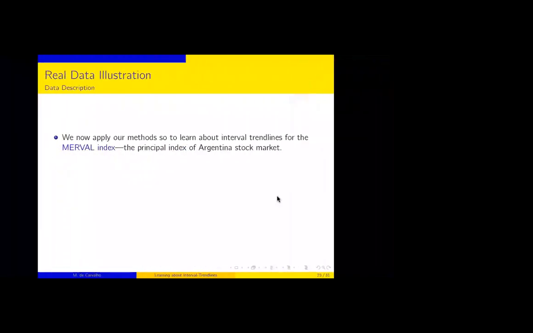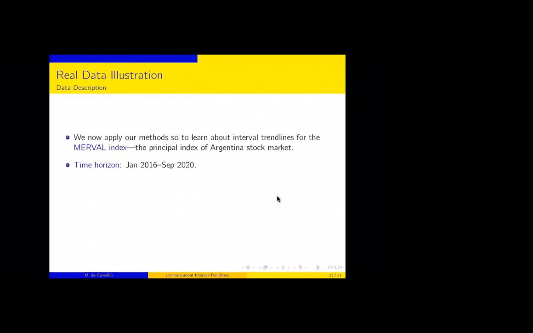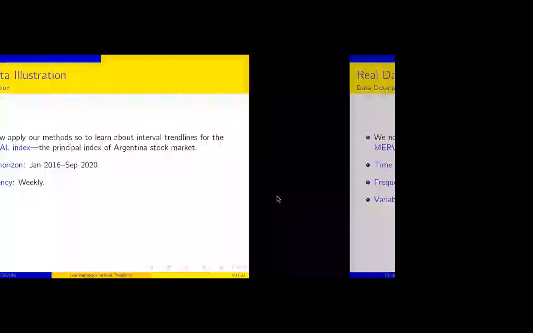What's the time horizon? It's 2016 to September 2020. That's the time horizon, and the frequency is weekly. So we're considering weekly data. We obviously could have considered daily data, and even lower frequency would certainly have been interesting. But for illustrating the methodology, we've just focused on weekly data.